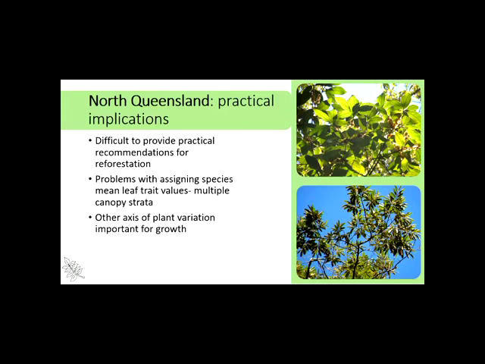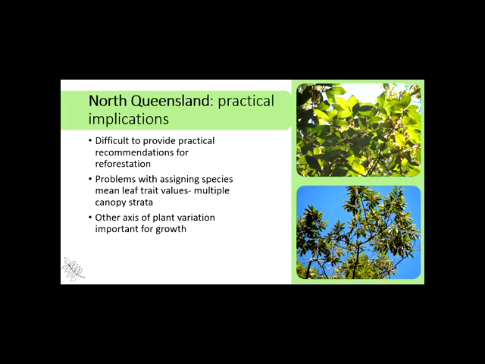So for North Queensland, what are the practical implications here? Well, firstly, it was difficult to provide practical recommendations for reforestation. We did get some valuable insights theoretically. However, to recommend species or traits that could be directly applied to plantings, we found it quite difficult. One application where we'd urge caution is assigning mean leaf trait values and using them to design reforestation projects.